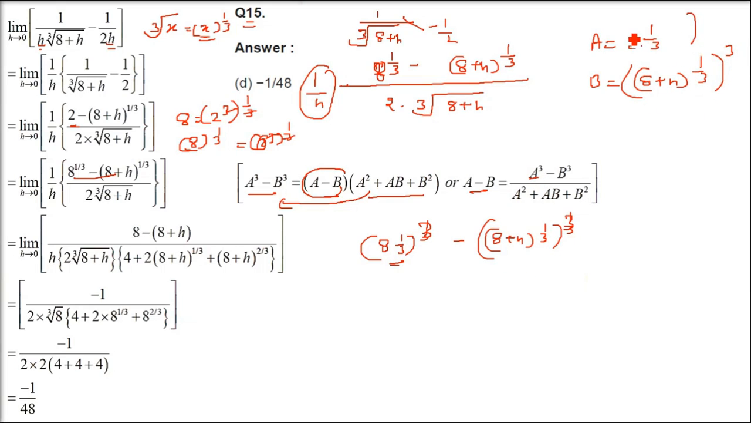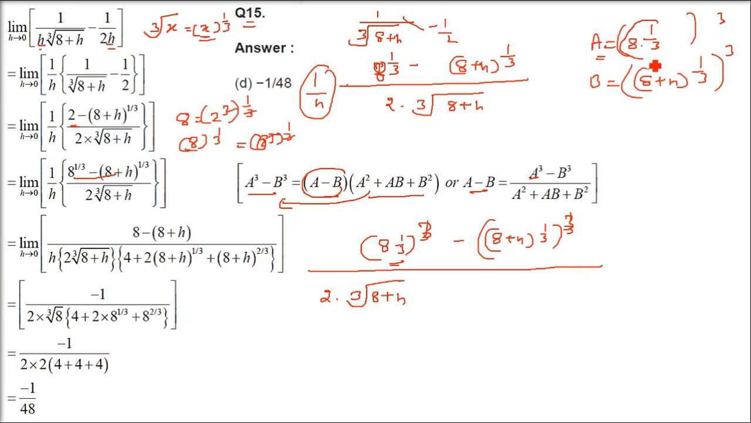So now a cube minus b cube is this particular cube and this particular cube, divided by what? A square plus ab plus b square. 2 was already there, and just keep this denominator like that only. So now we are going to put a square plus ab plus b square.